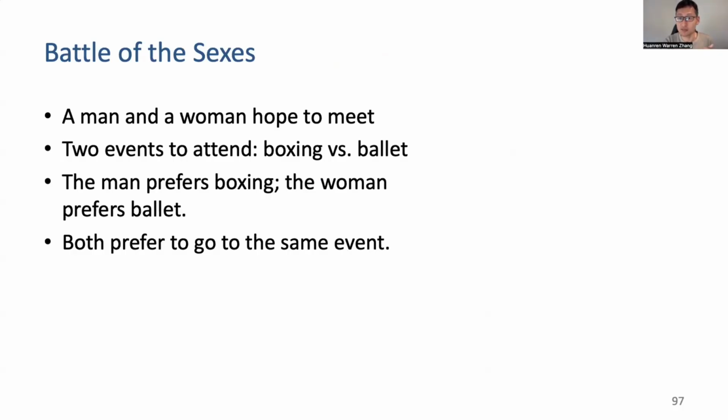It's also the same for the battle of the sexes, right? So when you allow this coordination game to be played for a long period of time, with repeated interaction, turn taking is one likely outcome. The battle of the sexes is another type of anti-coordination game. So the situation is like this: a man and a woman hope to meet. There are two events to attend: boxing or ballet. The man prefers boxing, the woman prefers ballet. Both of them would prefer to go to the same event so that they can enjoy the evening together, but they have opposing interests, right? They have mild preferences for which event to go to.